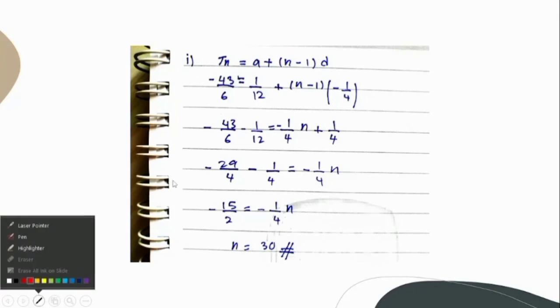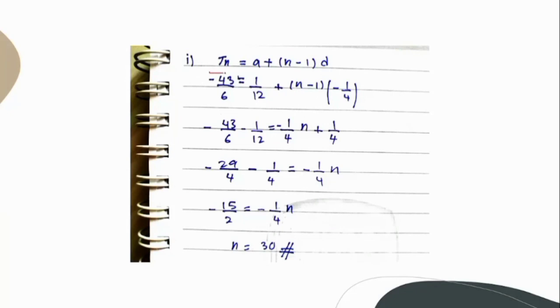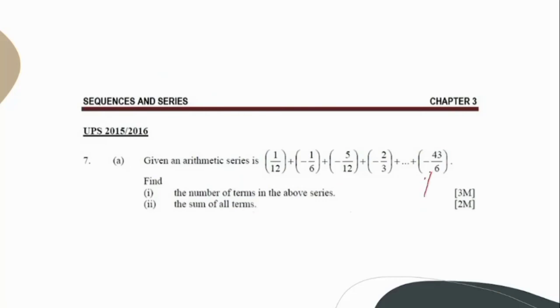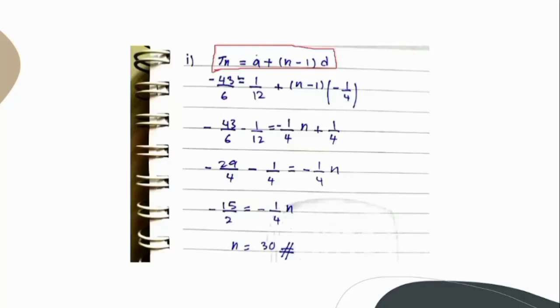To find the number of terms for this series, we have to take the last term as Tn, which is negative 43/6. First, identify the first term, which is a, and the common difference d. This is the a and this is the d. Substitute into the equation and continue until we get the number of terms.